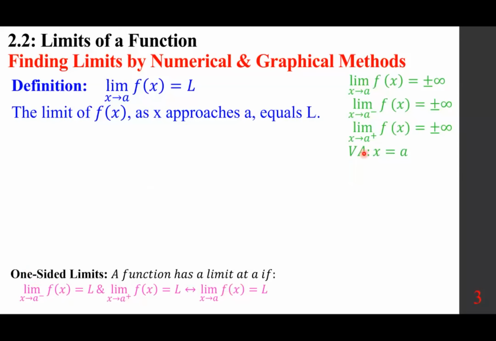Here's the definition of a VA, vertical asymptote, which has the equation x equals a. If you take the limit of f of x, you end up with either infinity or negative infinity as x approaches a from the left or a from the right.